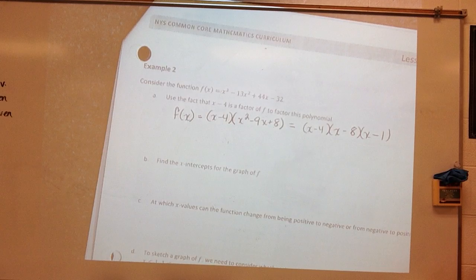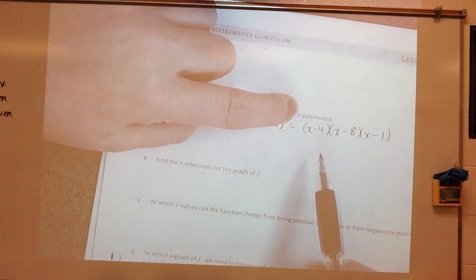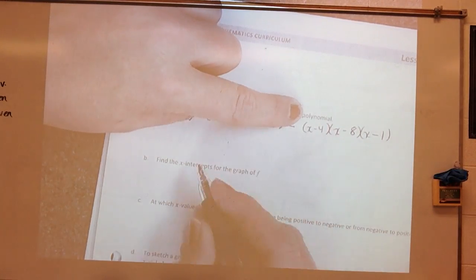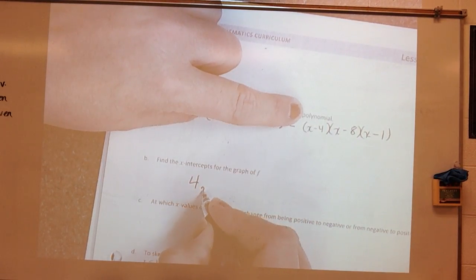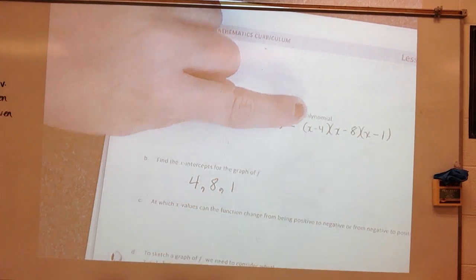Alright, find the x-intercept for the graph of f. So the x-intercepts would be, set all of these equal to 0. They would be 4, 8, and 1.